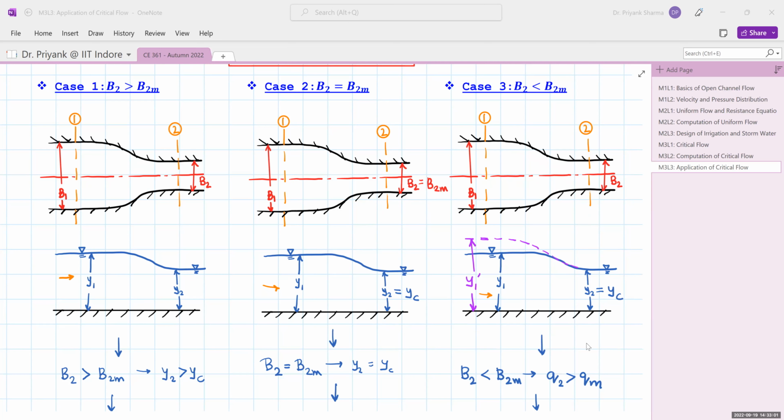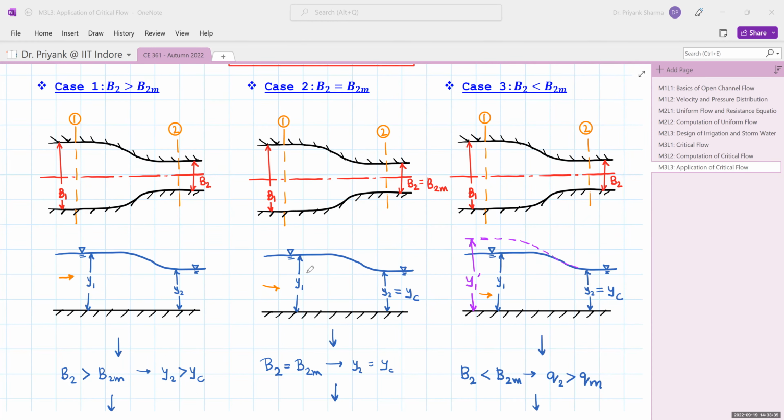So here in the first case your B2 is greater than B2m, that is the minimum width required. So for subcritical flow the Y2 depth will be less than the Y1, and it is again greater than your YC. However, Y1 remains unchanged. In the second case, when B2 is equal to B2m, the critical flow condition develops at section 2 and your Y1 is still unchanged.